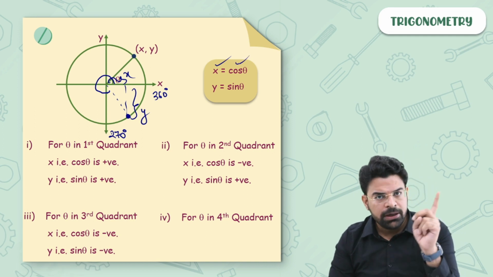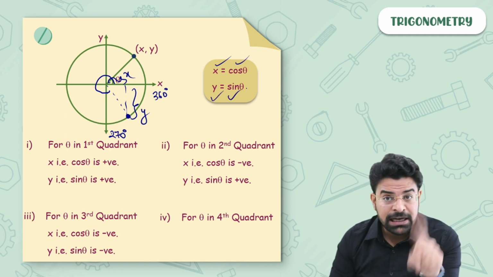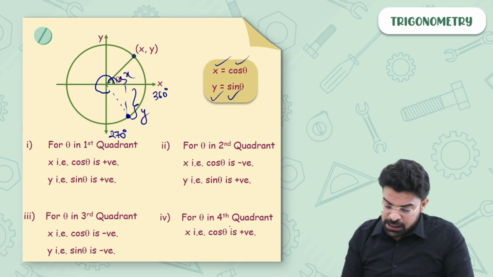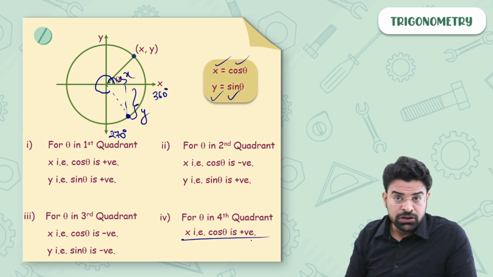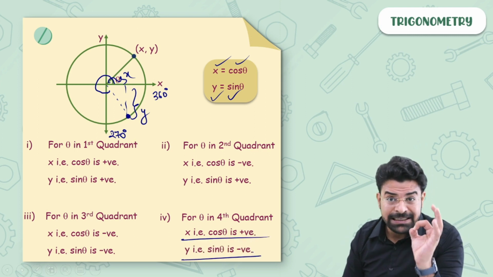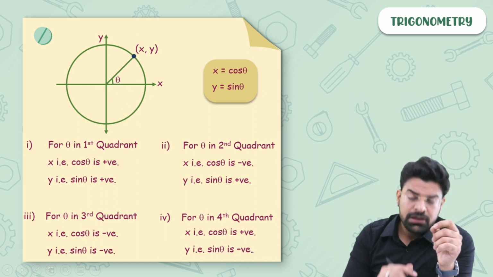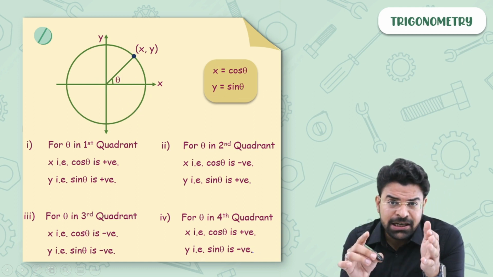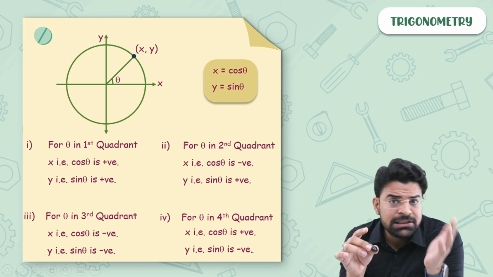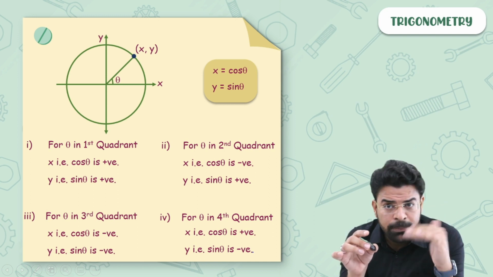So cos theta will be positive. Y coordinate represents sine theta, so sine theta will be negative. Hence, x, that is cos theta, will be positive and y, that is sine theta, will be negative. Beta, if cos theta is positive and sine theta is negative, what will be the sign of tan theta? Tan theta is sine by cos, so negative by positive, that becomes negative.